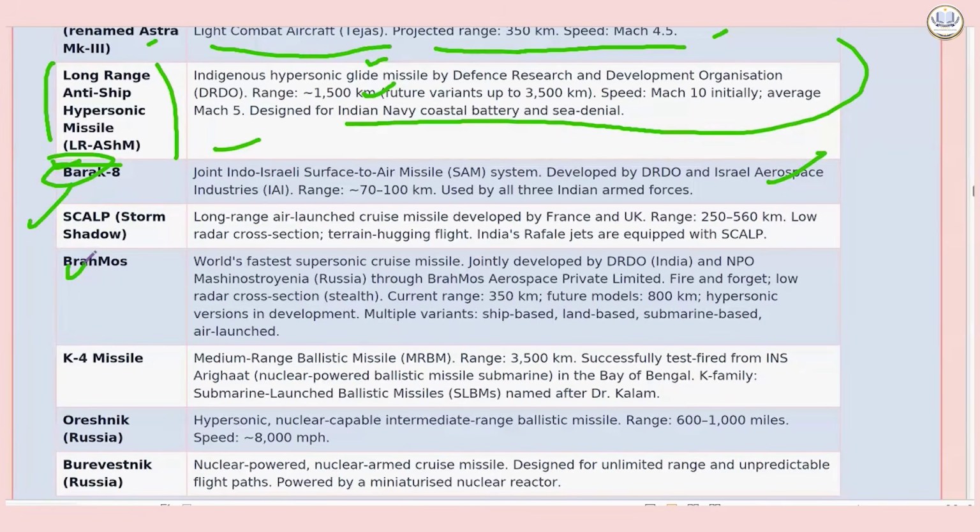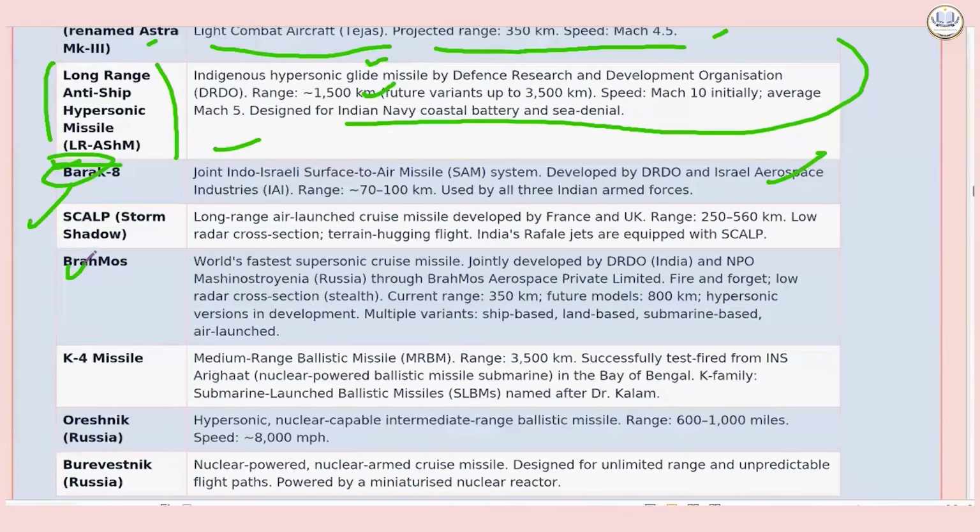Okay, ऐसे तो it's not very important. But fire and forget means a weapon is launched, executed, and does not need continuous guidance afterward. Launch कर दिया, guidance नहीं चाहिए continuous. This is called fire and forget. Okay. Low radar cross section, stealth ability. Stealth है मतलब detect नहीं हो सकता.